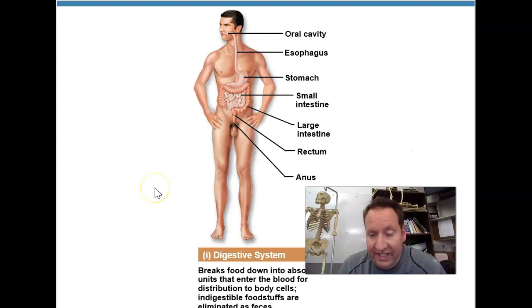Major organs of the digestive system are your oral cavity, your esophagus, your stomach, your small intestine, your large intestine, your rectum, and then that food product that is not digested comes out the anus.